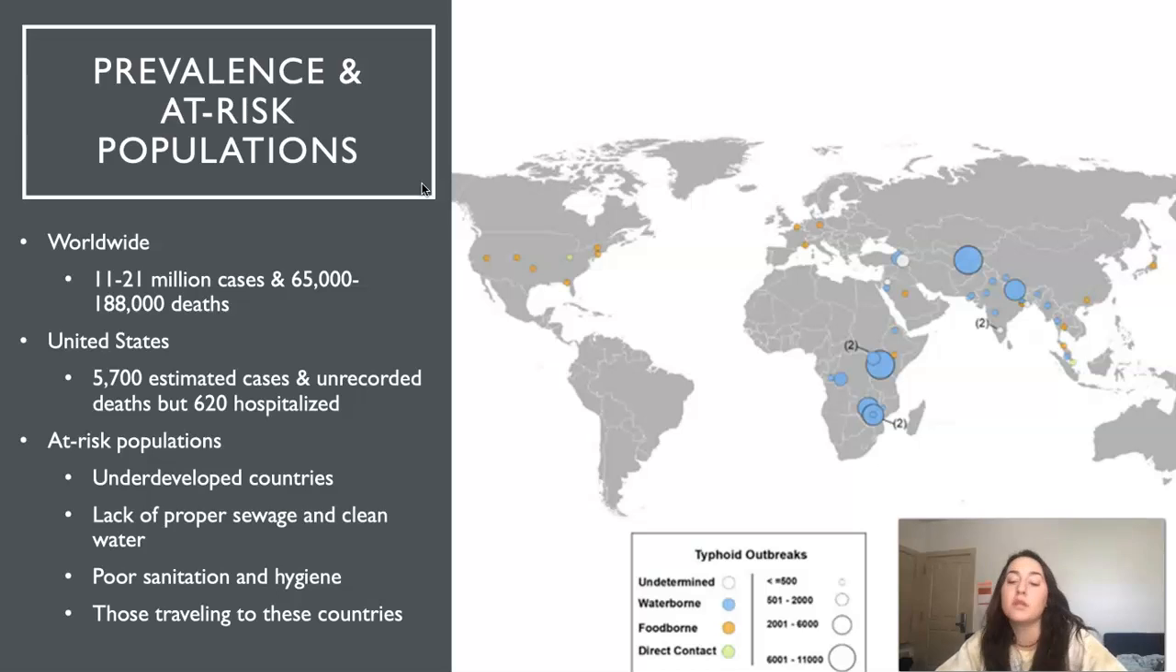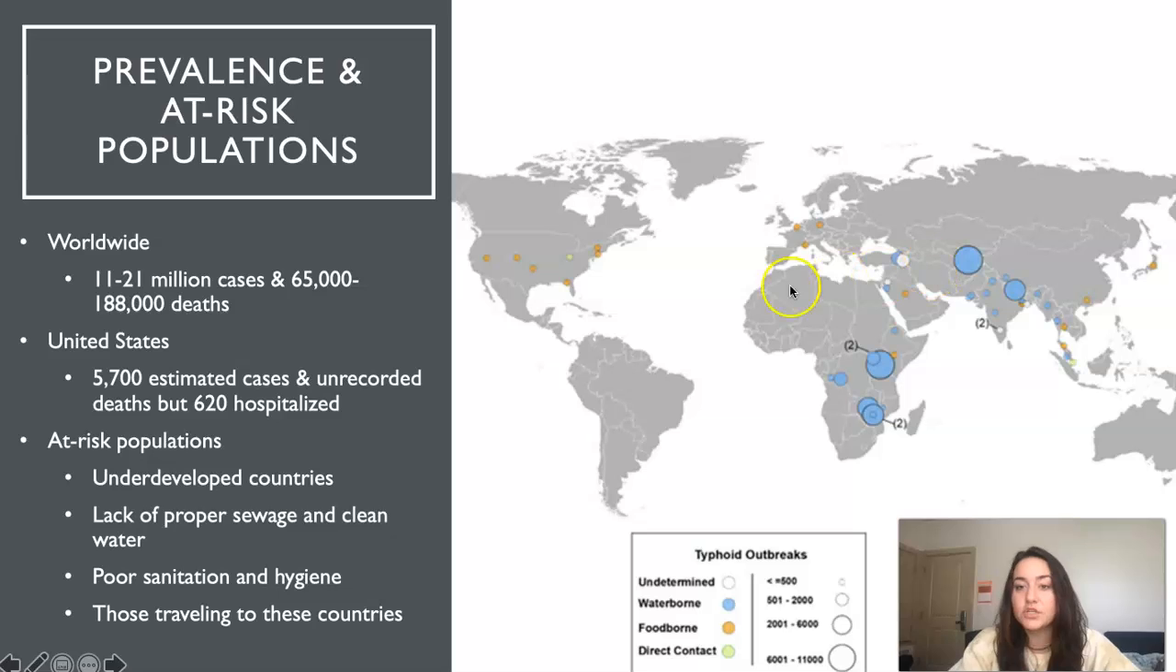Some of the at-risk populations for typhoid fever are underdeveloped countries due to their lack of proper sewage and clean water. Also, these populations tend to not really practice proper sanitation and hygiene, which is also a major contributor to it being more prevalent in these areas. And those traveling to these underdeveloped countries are extremely at risk as well, which is why it's highly recommended, if not required, to have the typhoid fever vaccine if you travel there.